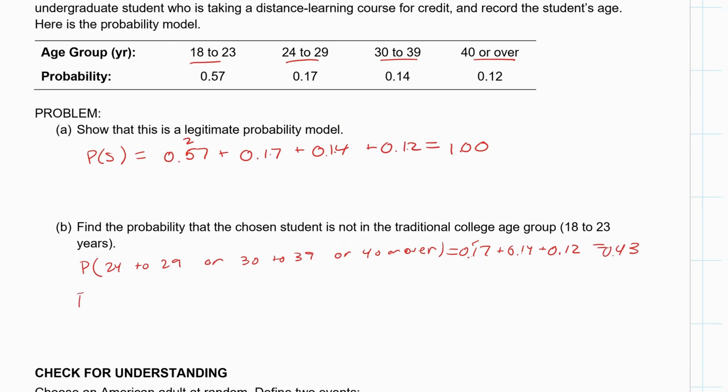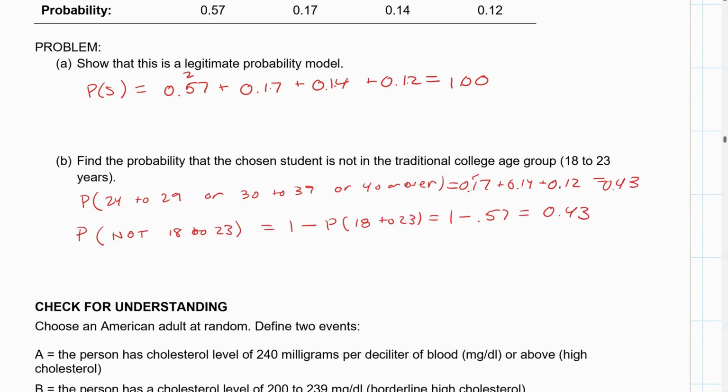Another way to do it is to recognize that being not in the traditional group, being not 18 to 23, can be thought of as 1 minus the probability of being in the age group 18 to 23, which would be 1 minus 0.57, which ends up being 0.43 as well. You can decide for yourself which one of those is easier to do.